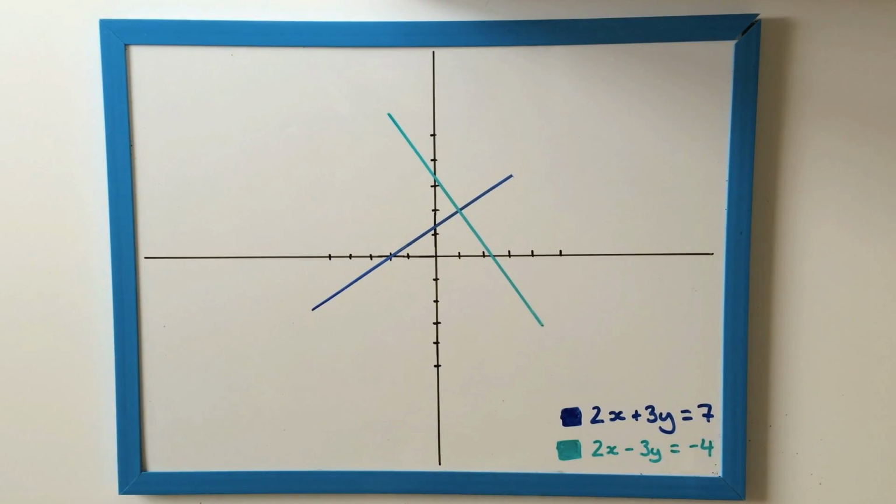So I've drawn down a rough diagram of the equations that we've just been solving. So the blue line is represented by the equation 2x plus 3y is equal to 7, and the green line is represented by 2x minus 3y is equal to minus 4.